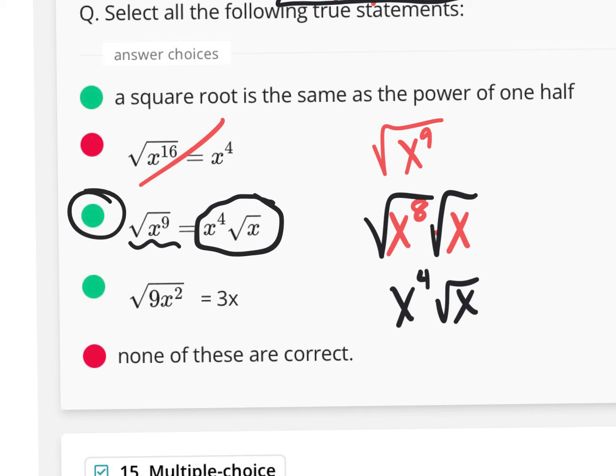What else? This is also true. If you were to split the square root of 9 and the square root of x squared, the square root of 9 is 3, and the square root of x squared, the square root and the square undo themselves. So you really end up with a 3 and an x. There's your answer, 3x. So these are our 3 correct options.